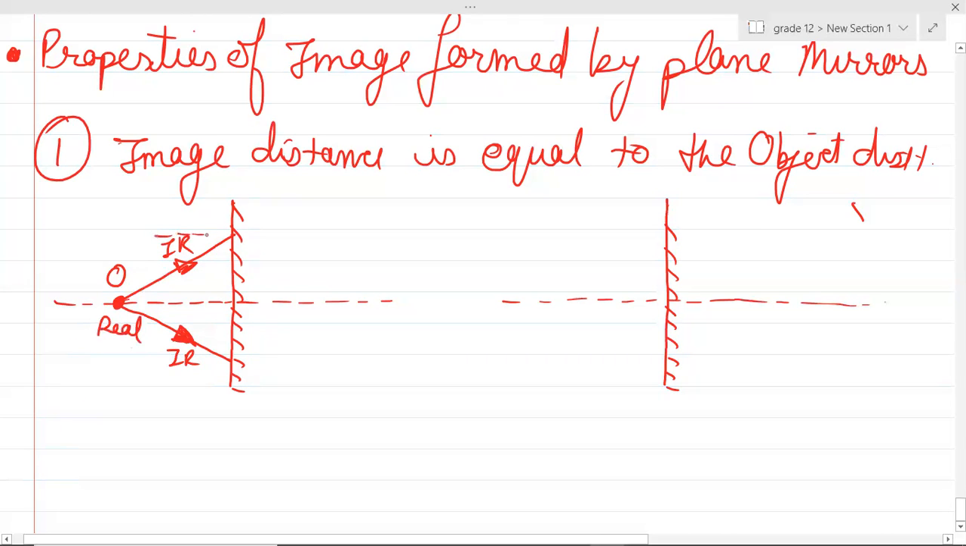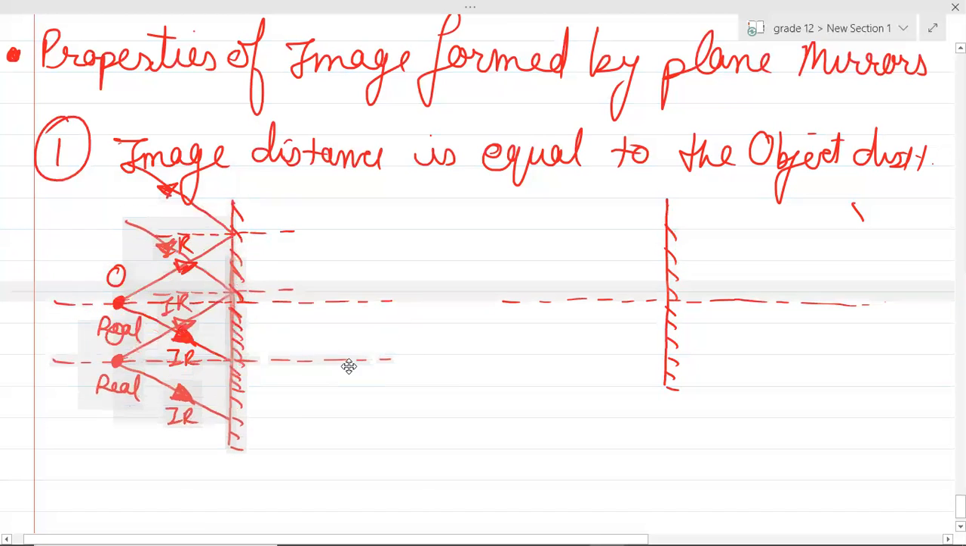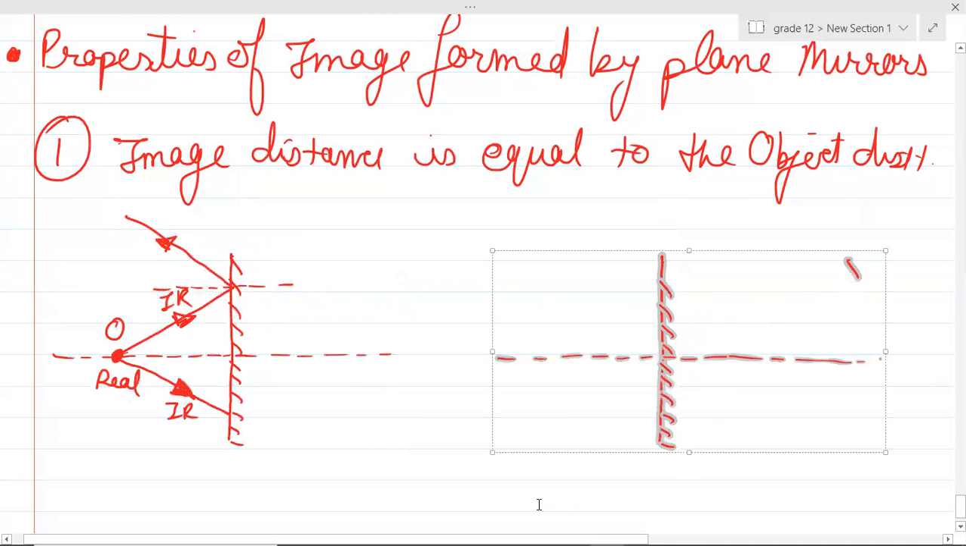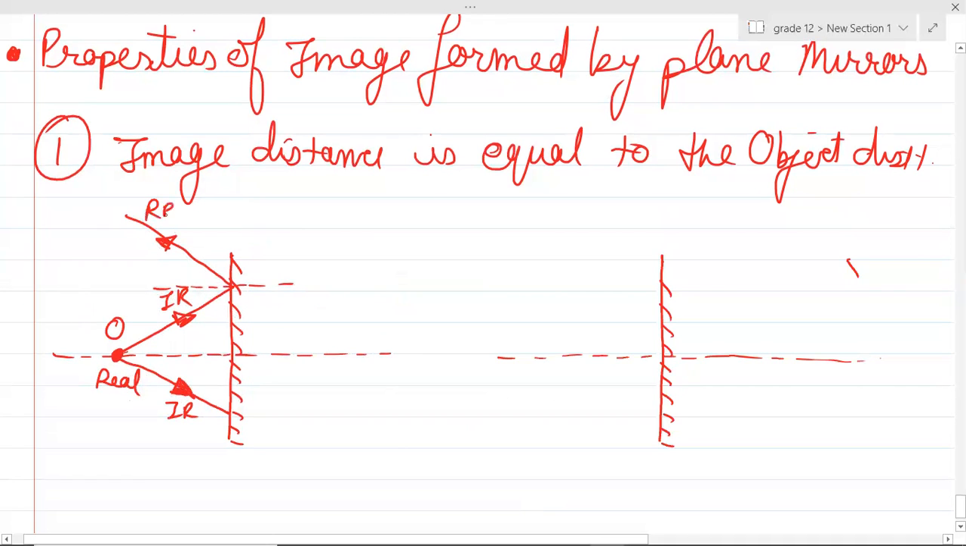So can you see this light ray, it will get reflected like this? Yes or no? So this light ray will get reflected like this, and this light ray will get reflected like this. Yes or no? When I do this, an image is formed. Can anyone tell me what is the nature of this image?